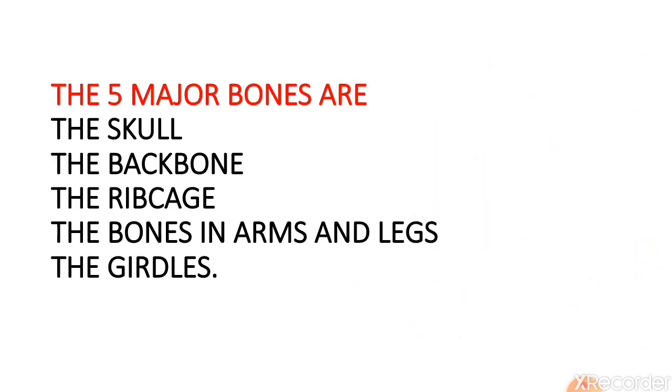Now, let's see what the different parts of a skeleton are. The skeleton has 5 main parts. These are the skull, the backbone, the rib cage, the bones in the arms and legs, and the girdles. So in our next video, we will learn about these 5 major parts of our skeleton.